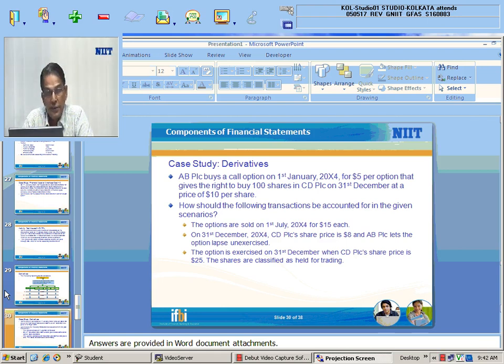It has not been exercised. The third scenario is the option is exercised on 31st December when CDPLC share price is $25. The shares are classified as held for trading. So there are three scenarios. We are going to look at the accounting treatment in each of these three scenarios relating to a derivative transaction.